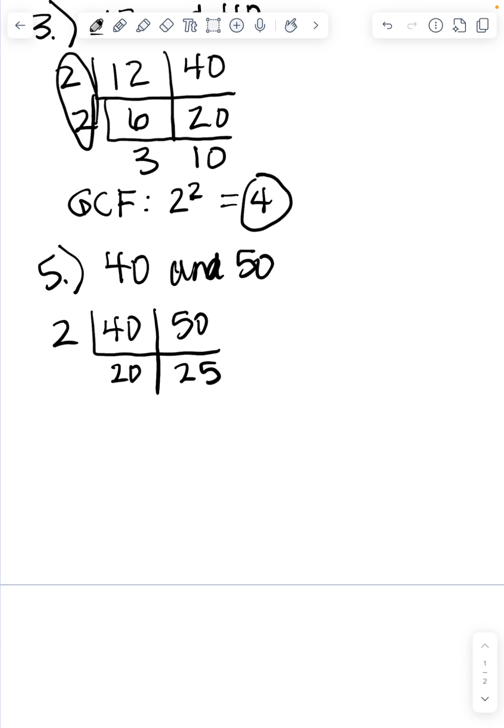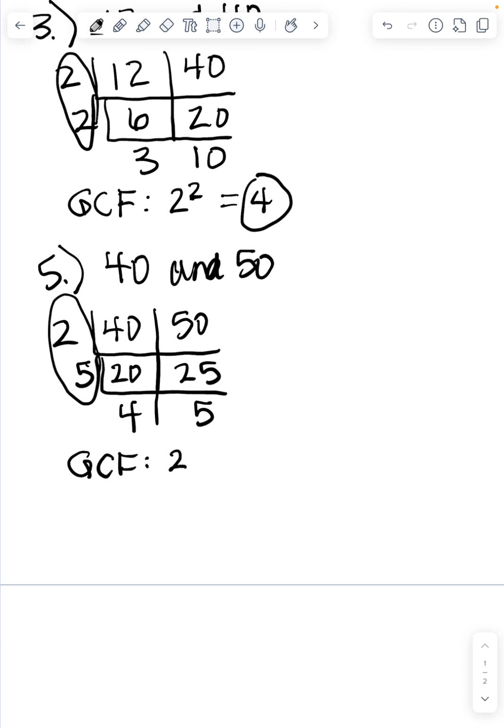Okay, we can't do 2 any longer because 25 is not even. We can't do 3. That would be the next prime number. 4 is not prime. 5. 5 does divide out of both of these. So 20 divided by 5 leaves me with 4, and 25 divided by 5 leaves me with 5. And there is no prime number that divides out of both 4 and 5. So we're done with our ladder. Our GCF is the numbers that we have. We multiply them. That gets us 10.